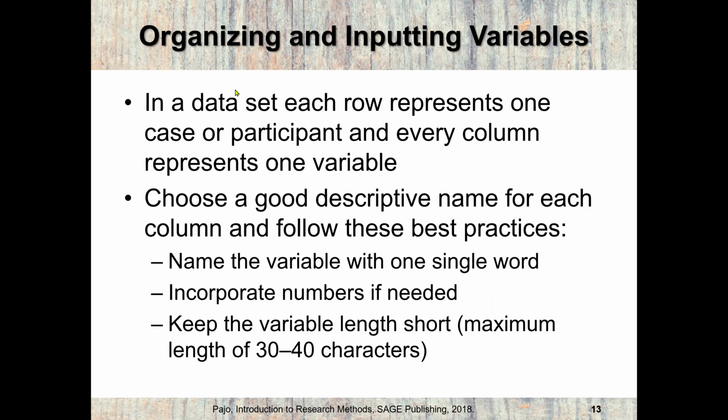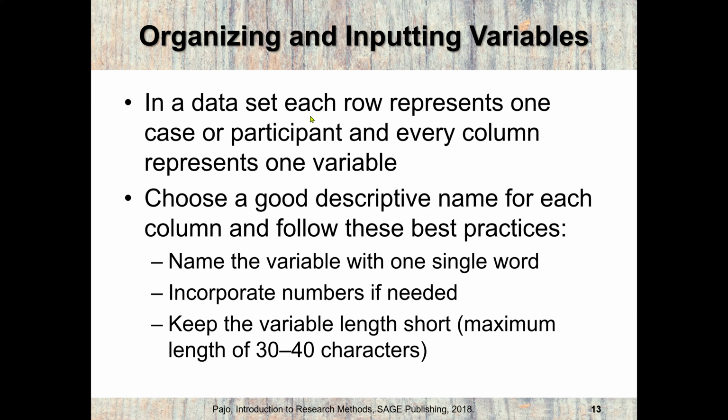So the next is organizing and also inputting the variables. In a data set, each row always represents one record, or here we say one case. So if I have 100 patients in a data set, each row is one patient. And a patient consists of characteristics, like let's say the patient's last name, first name, temperature, etc. Those are the columns. So the characteristics of the participants are the attributes or the columns.